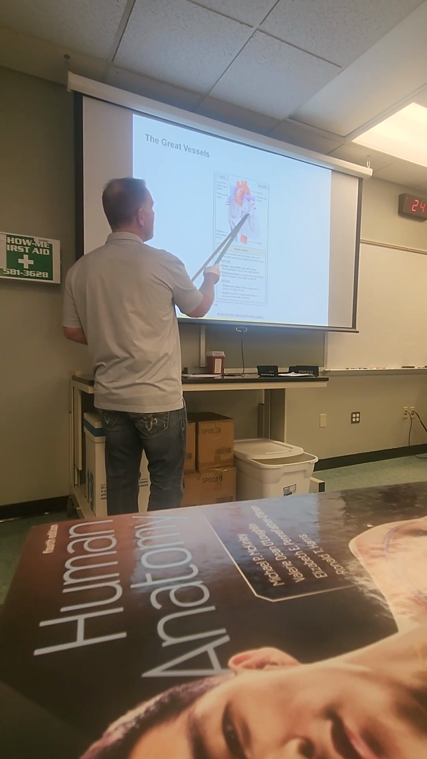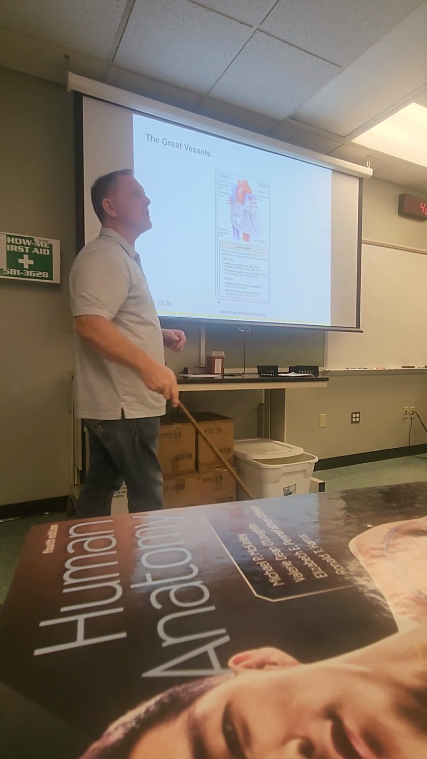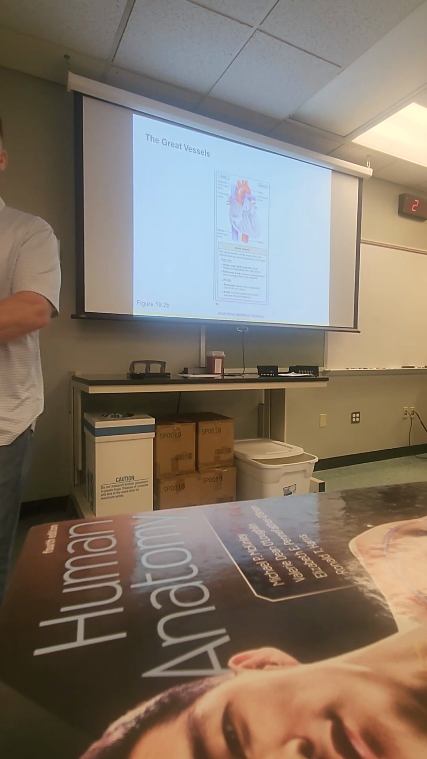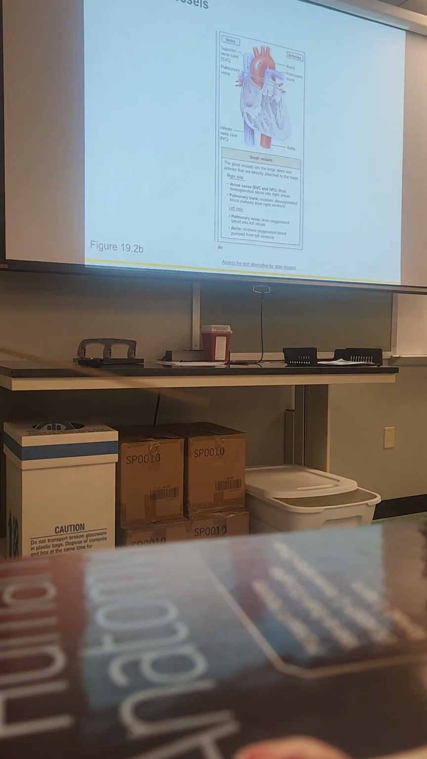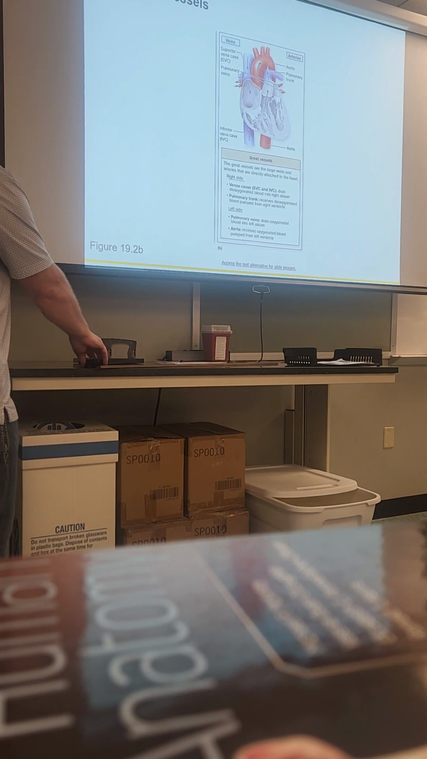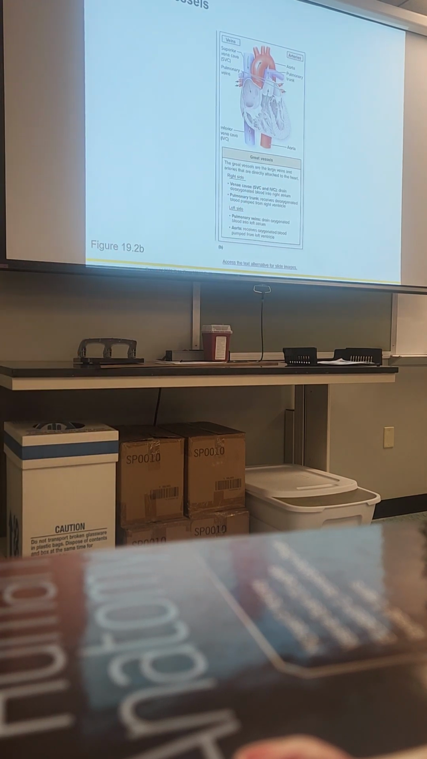All right, once those pulmonary veins empty into the left atrium, blood will eventually move into the left ventricle, and when the heart contracts, it will go out the aorta. It's a big structure. Let's see if we can find our aorta. Questions. All right. So what we've done now is we've looked at some of the vessels that are going to feed the heart and then take blood away from the heart.